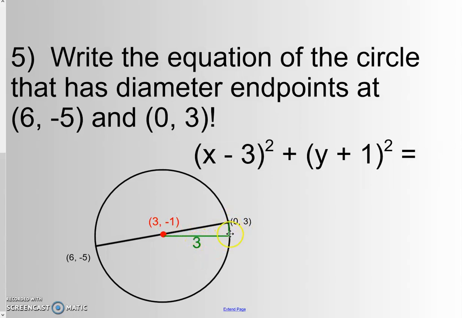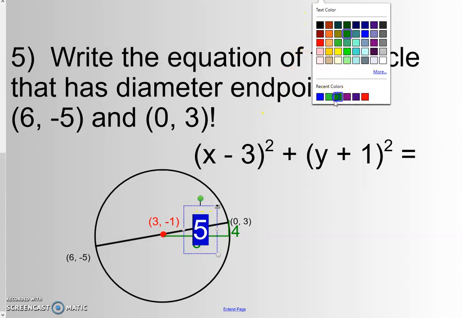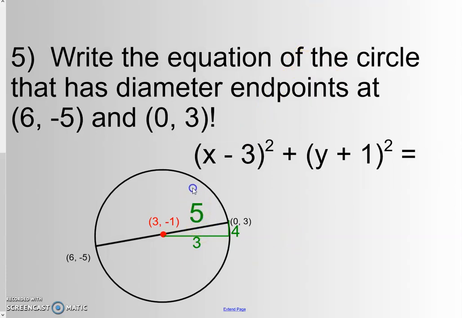And I found this height, and if this y value is 3 and this y value is negative 1, that's 4. And using the Pythagorean Theorem here, this is 3 squared plus 4 squared. This value right here would be 5. Right there, I made that a little bit too big. So that's the radius, 5. And of course, this is the radius squared, or 25. Well, now let's go on to the last two problems.